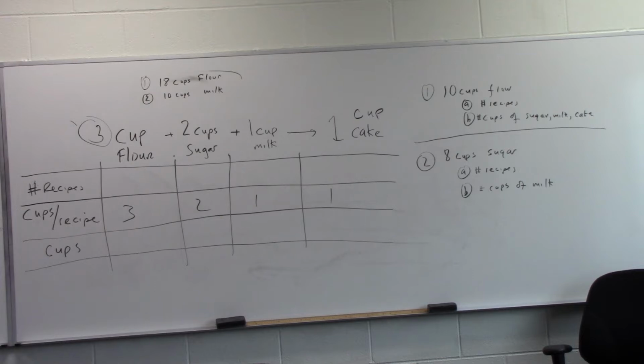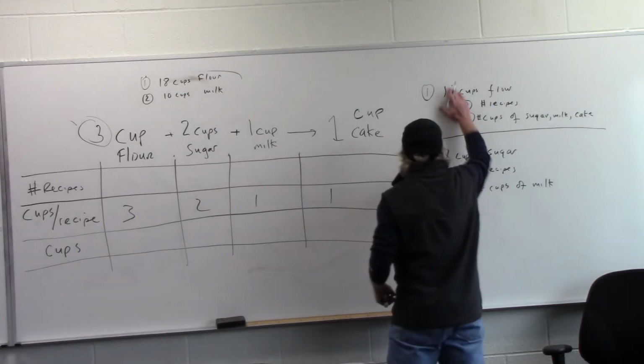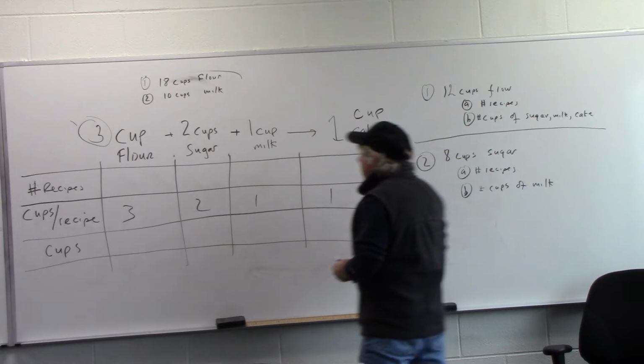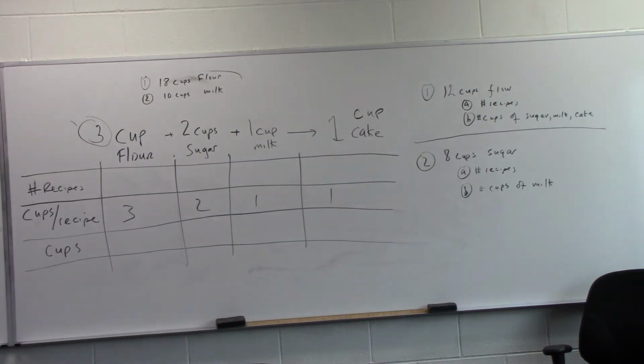So what I'm going to do here is two problems. First problem is I'm going to say I have 10 cups of flour. And the first thing I want to do, let me change that. I want to change that to 12 cups, like even numbers. Okay. All right. 12 cups of flour. First of all, how many recipes can I do with 12 cups of flour? And then my second thing I do is how many cups of sugar and milk will I need to add to that to use it all up? And then how many cups of cake will it make?